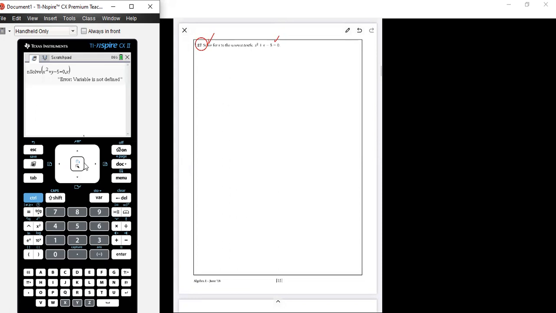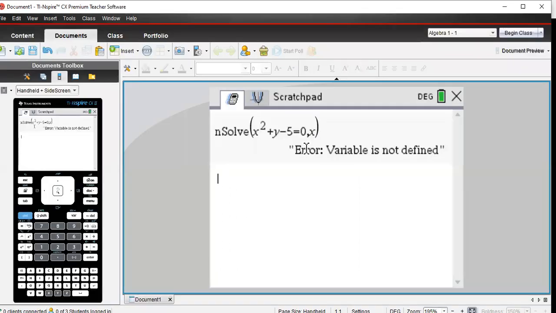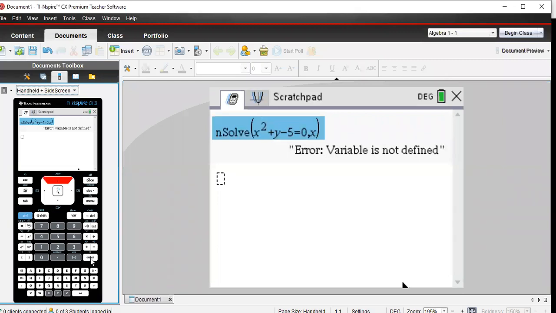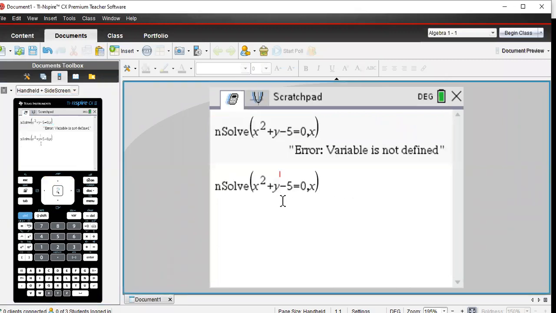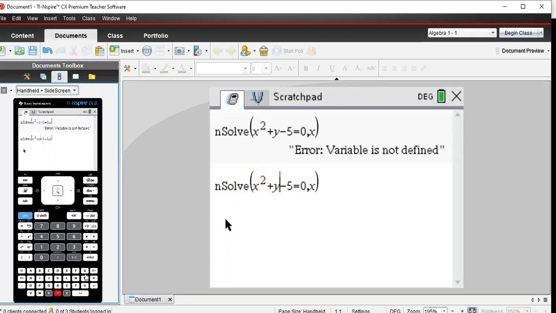Let's go back and see what that is. It says variable not defined. Let me, I'm struggling to see this. Oh, I put a y in there. Should have been an x. Sorry about that. So this is just going to be x. Put an x there. I put another y. What am I doing? Put an x there and then press enter. And it tells us that the solution is 1.79.